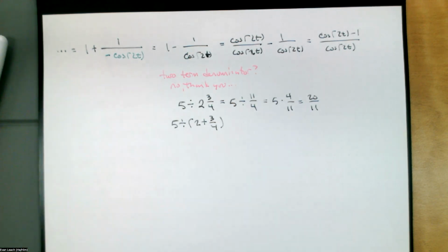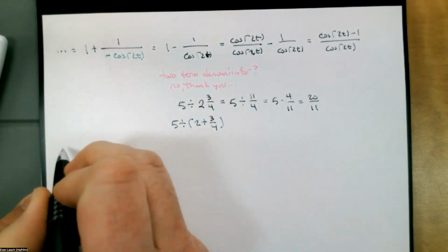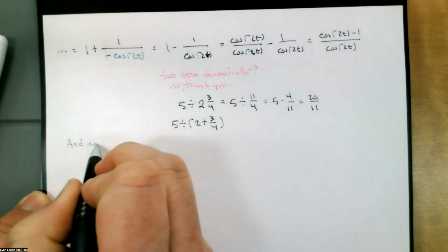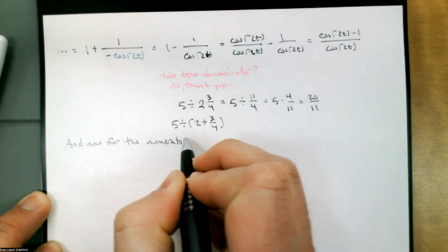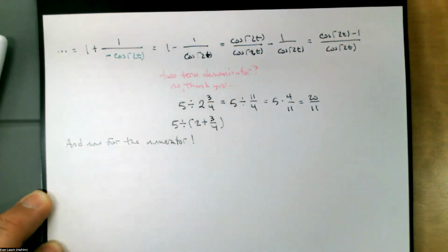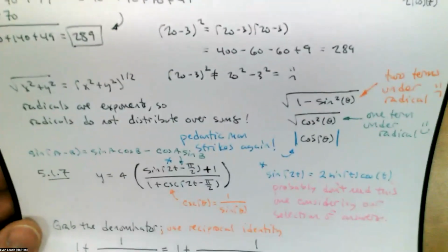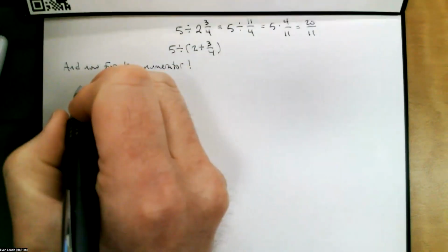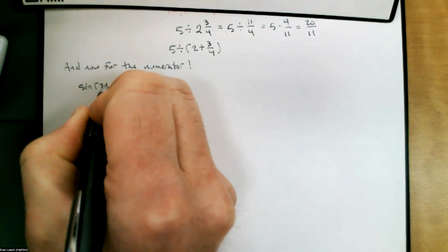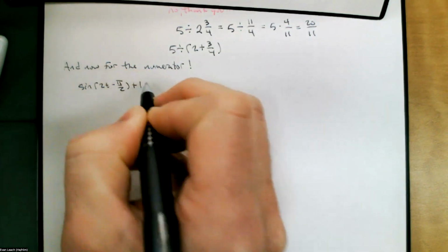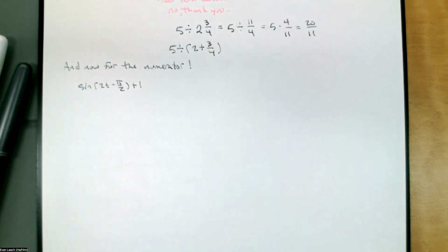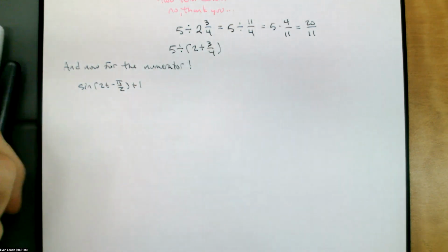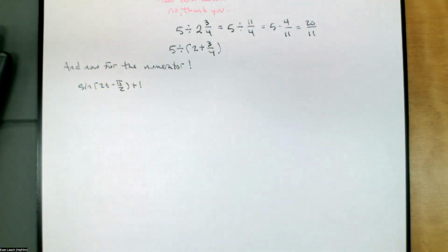Now, this is just the denominator. Let's grab the numerator. And now the numerator. The numerator was sine of 2t minus pi over 2 plus 1. And we're going to do the same thing that we did in the denominator. I'm going to take that sine of the difference and use my difference identity. I still don't know if this is going anywhere. We're just trying stuff.